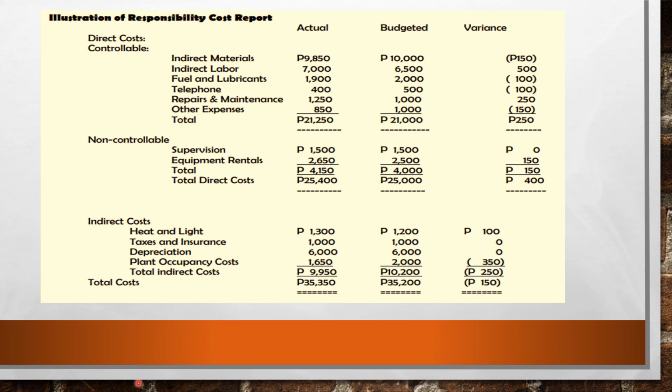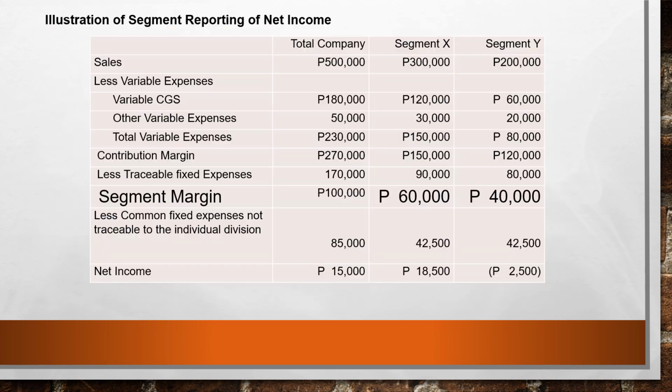Okay, so presented here is an example of a responsibility cost report. We can see here the actual, the budgeted, and its variance. We have segregated the costs as to direct costs, which are controllable and non-controllable, and indirect costs. Let's look later on how we do segment reporting. This is an example of segment reporting under responsibility accounting.